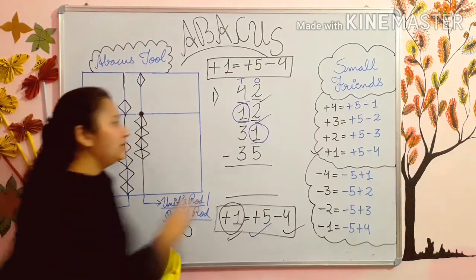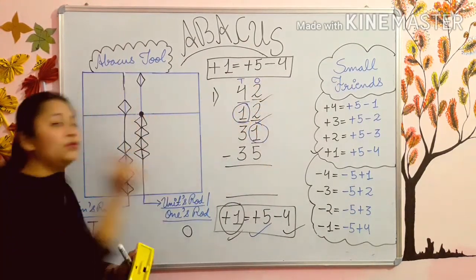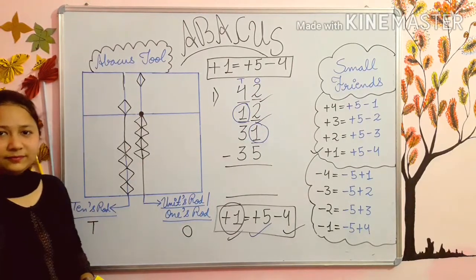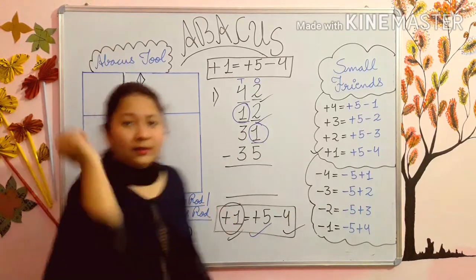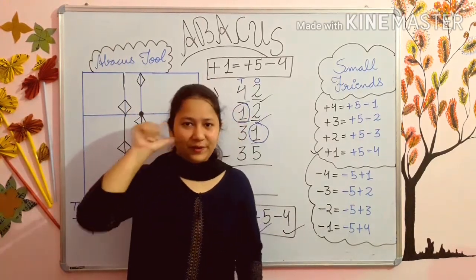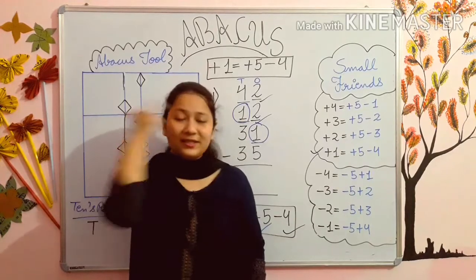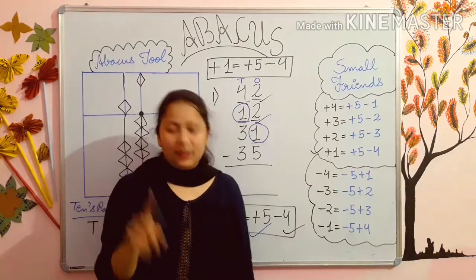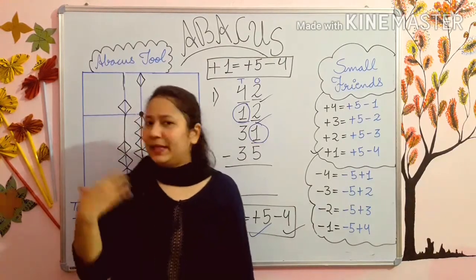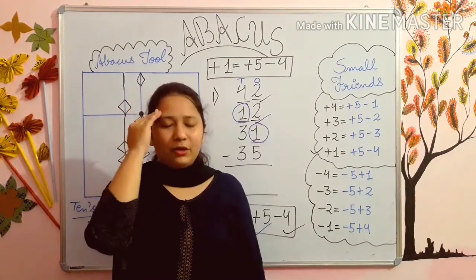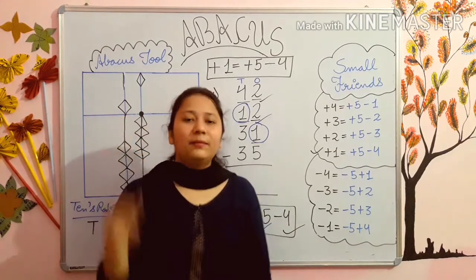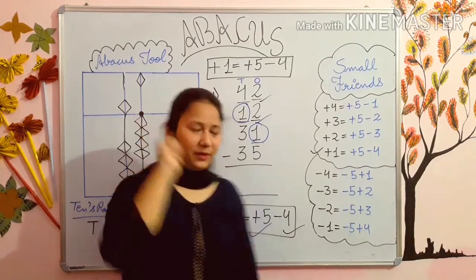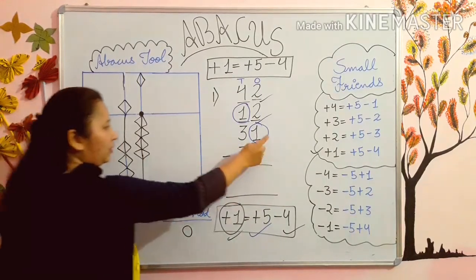Now see students, this you have to add in the 1's rod. So the formula also you will apply in the 1's rod only. So what is your formula? Plus 5 minus 4. Just remember it, kids. Whenever you lack a bead of 1, meaning you have to add 1 and the bead is not there, just make it in your mind that you have to use the formula plus 5 minus 4.